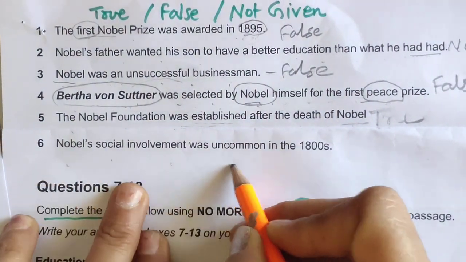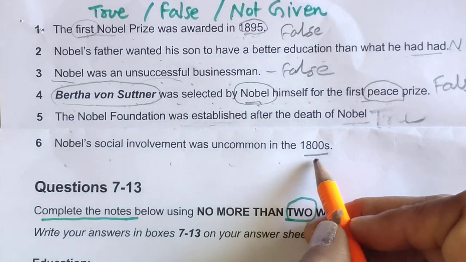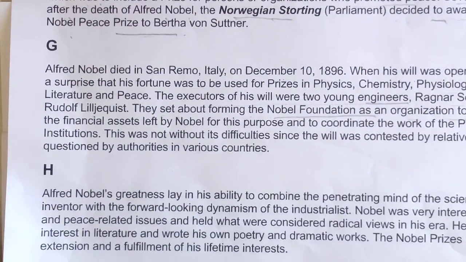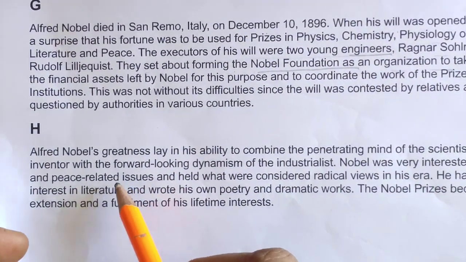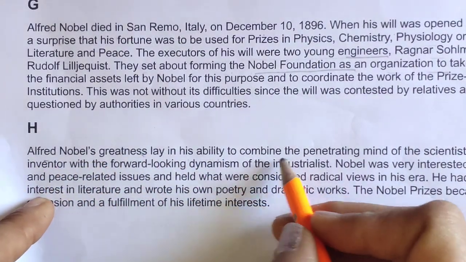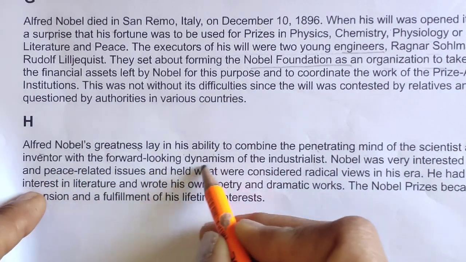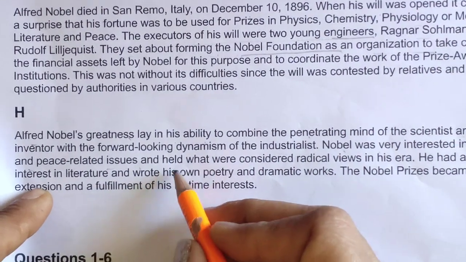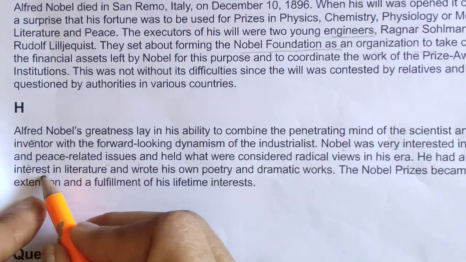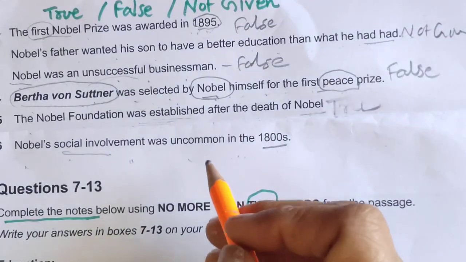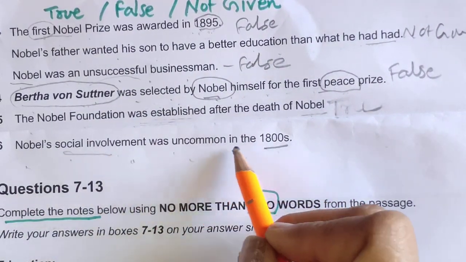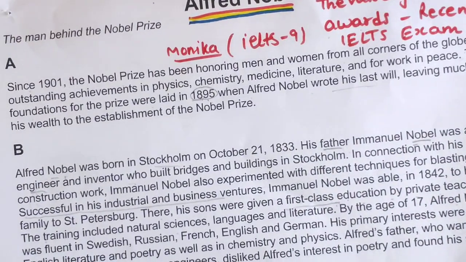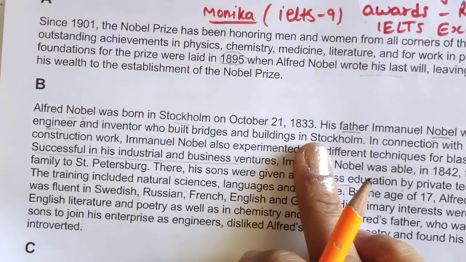Nobel's social involvement was uncommon in the 1800s. Nobel's social involvement was uncommon in the 18th century. So we have to, okay, one paragraph is left. Nobel's greatness lay in his ability to combine the penetrating mind of a scientist and inventor. Nobel was very interested in social and peace related issues and held what were considered radical views. He had a great interest in literature, but what we were looking for was uncommon in 1800. So this location we have to find out. 1800. Yes, 1800 something here.